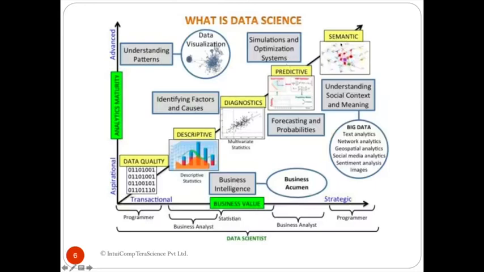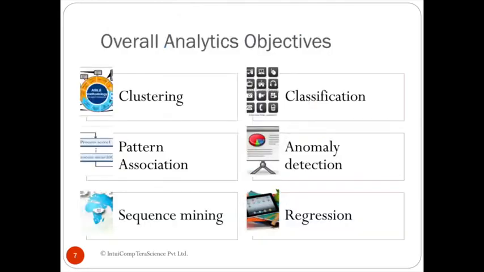The final stage comes when there is a semantic understanding of the social context and meaning. Big data here: text analytics, network analytics, geospatial analytics, social media analytics, sentiment analysis, images, all are done, and these are very strategic and programmers are involved in it. So this is the basic overview of how big data has grown and how the data gives insight to the business.